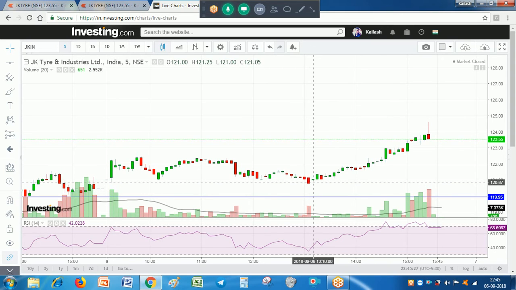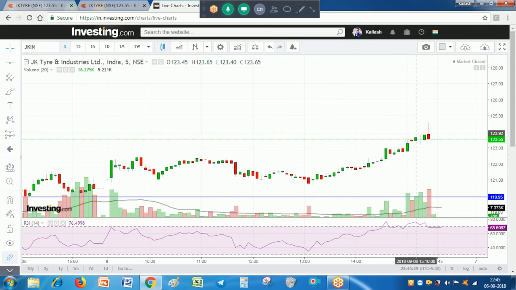So it has moved from 121, it has moved up. So friends, it has given approximately 2% movement on intraday basis. So it was a very good trade in the ratio of 1:2.